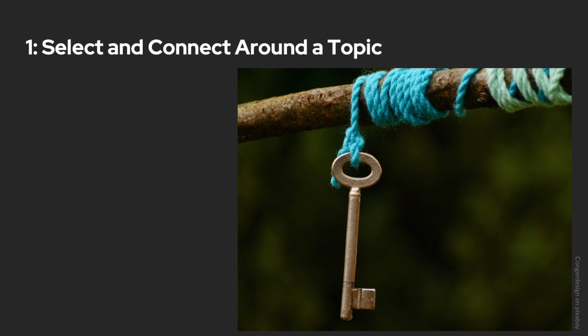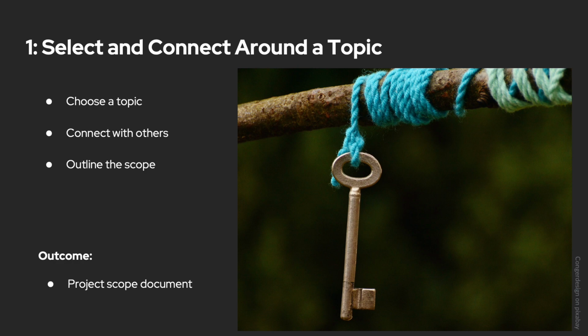The first step is to select and connect around a topic. We first choose a topic that matters to youth, community, and extension. Then, we connect with others who care about that topic. Together, we outline the scope of the project and talk about where to look for educational resources about the topic. Scoping helps us know what will be included within our topic and what is out of bounds. By the end of this step, we have a project scope document to guide us in the following steps.